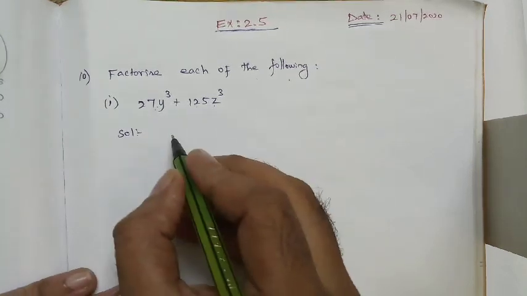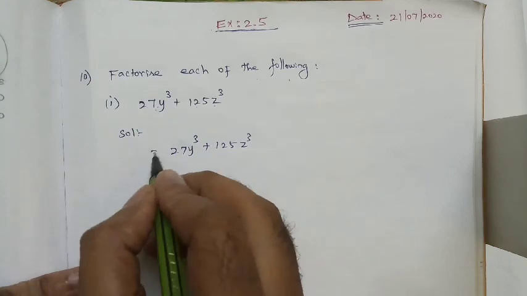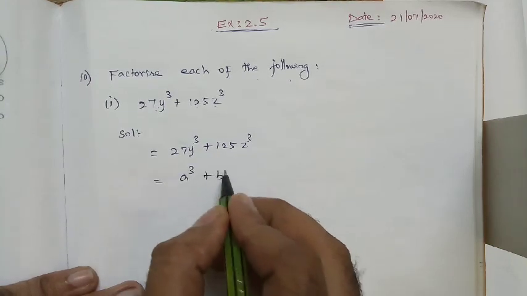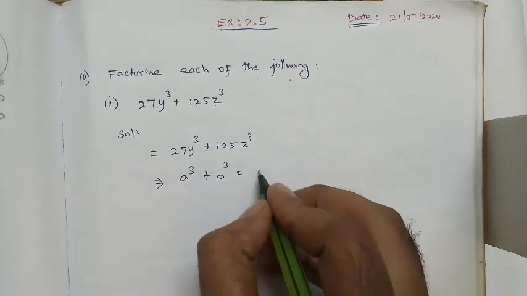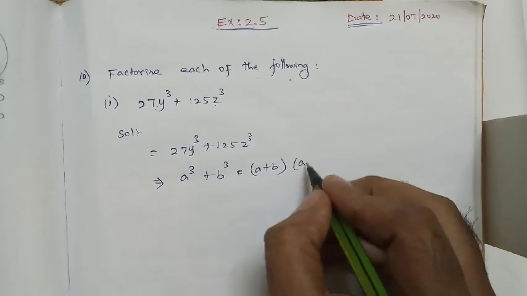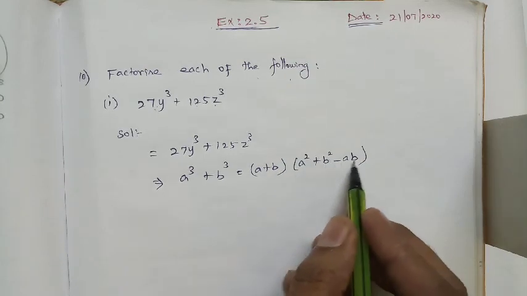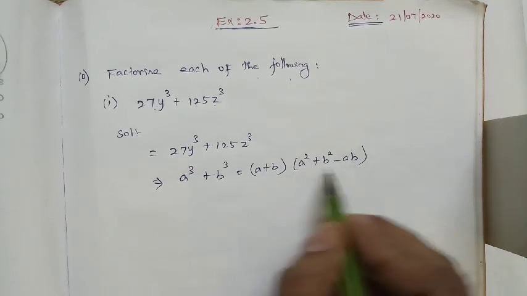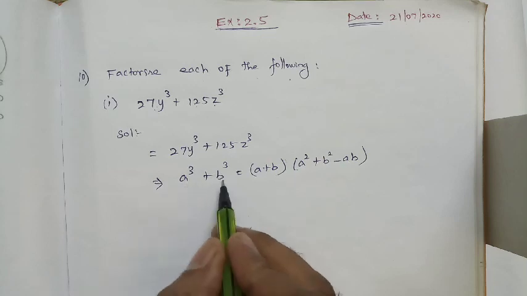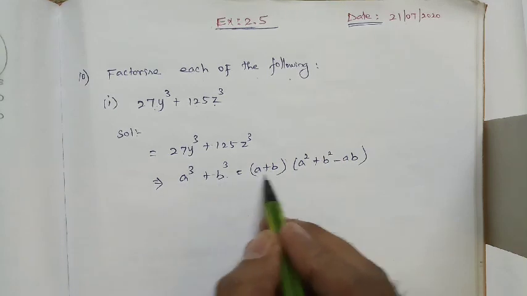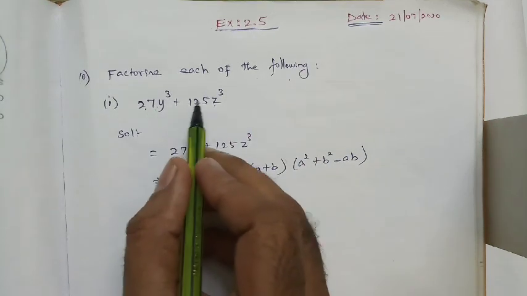Here it is 27 y cube plus 125 z cube. This is equal to a cube plus b cube. What is the formula for a cube plus b cube? It is a plus b into a square plus b square minus ab. This is one factor and this is one factor, writing the terms in terms of multiples. If you know the values of a and b and substitute in the RHS, then we'll get the factors of 27 y cube plus 125 z cube.